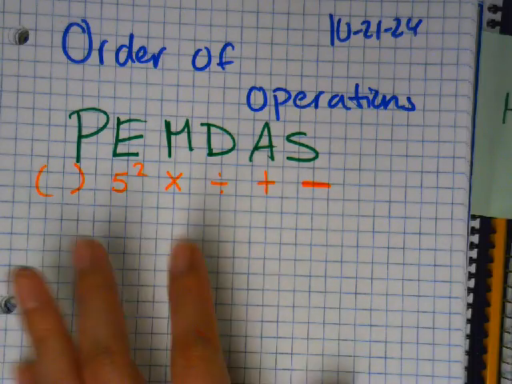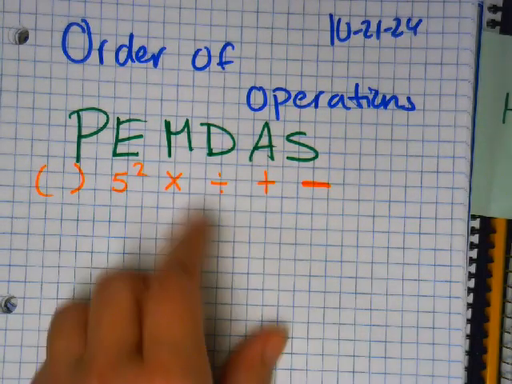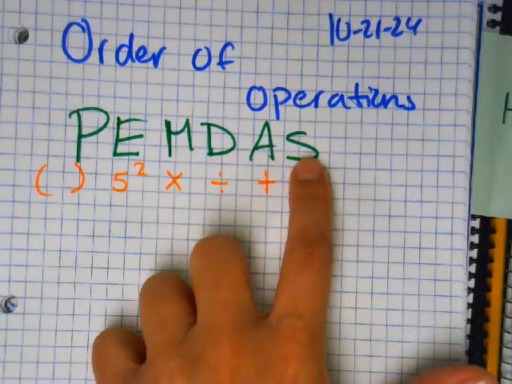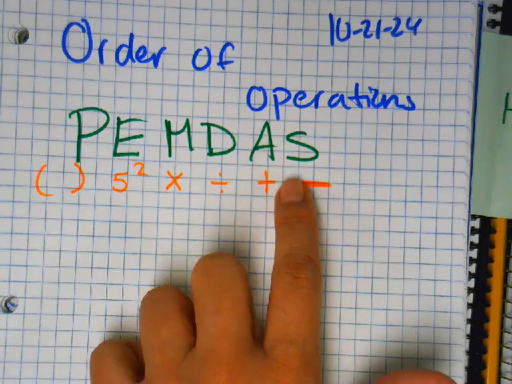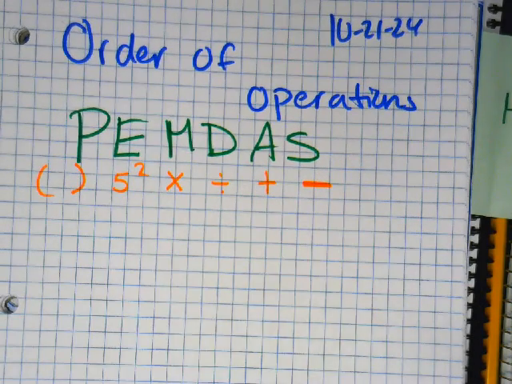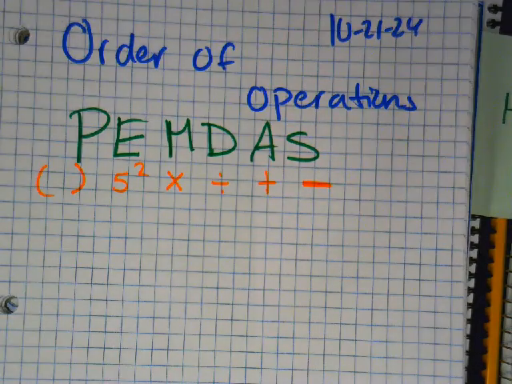One thing kids may get confused on is multiplication and division. It's whichever one comes first. Add and subtract, whichever one comes first. Sometimes kids think that you always have to multiply before you divide, and that's not always the case.